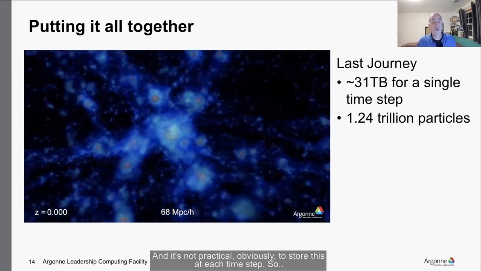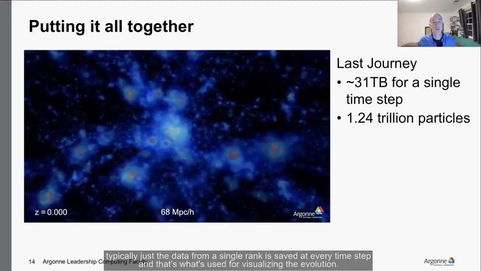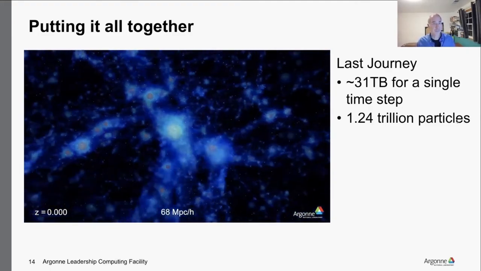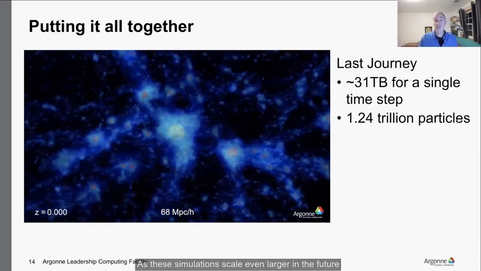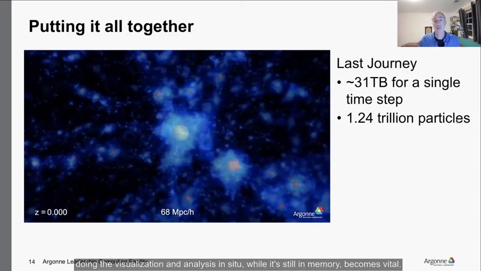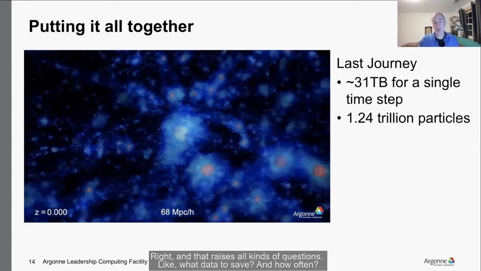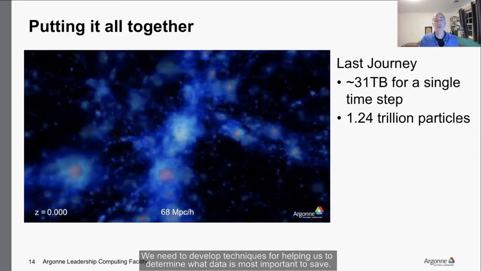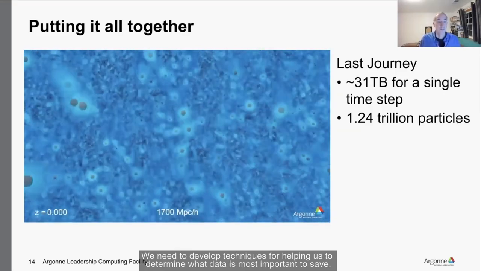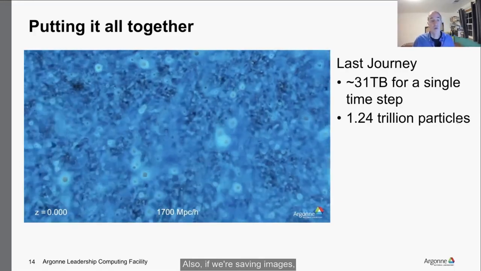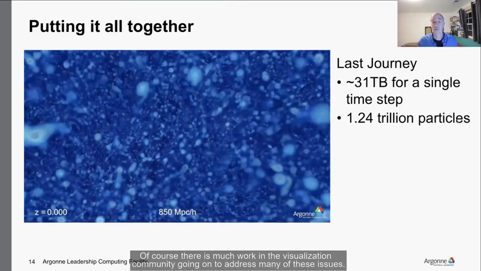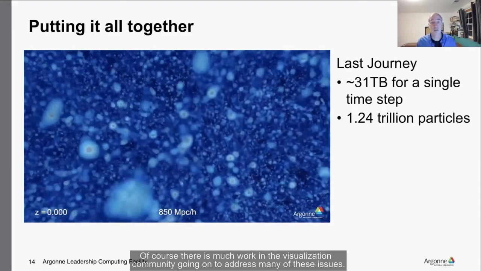And it's not practical, obviously, to store this at each time step. So typically just data from a single rank is saved at every time step, and that's what's used for visualizing evolution. And as these simulations scale even larger in the future, of course, doing visualization and analysis in situ while still in memory becomes vital. Right? And that raises all kinds of questions, like what data to save and how often. We need to develop techniques for helping us determine what data is most important to save. Also, if we're saving images, where should we be pointing our camera so that we don't miss something meaningful? Right? And of course, there's much work in the visualization community going on to address many of these issues.